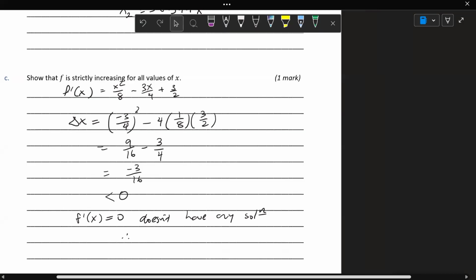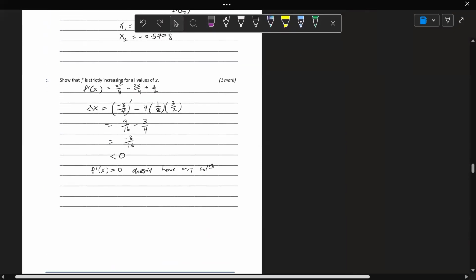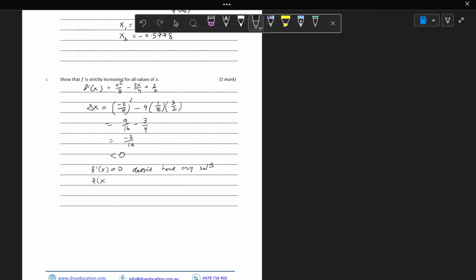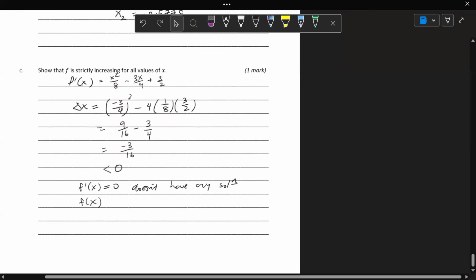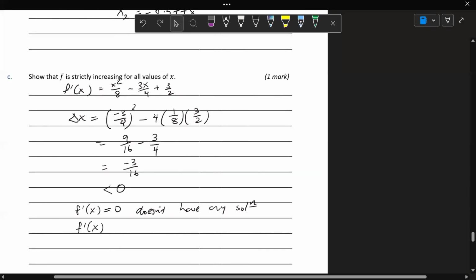Therefore, you also have to remember f dash x when x is equal to 0 is equal to 3 over 2, which is larger than 0. Therefore, f of x is strictly increasing.